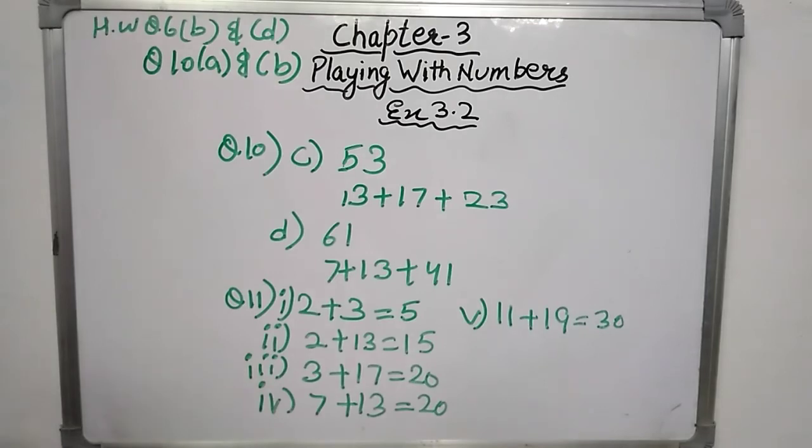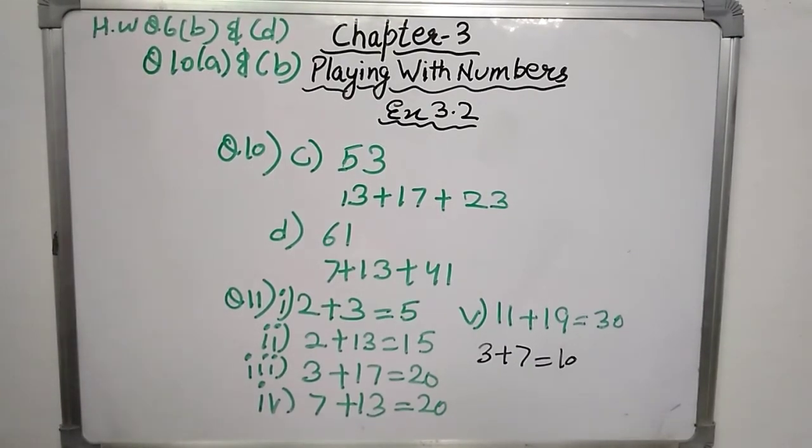There can be other pairs also, but we need to write only 5 pairs. If we add 7 and 3, that will give us 10. 10 is also divisible by 5. So we can write this pair also. So there are other pairs also for this. We can write any 5. It is not necessary to write these only. You can write any 5.